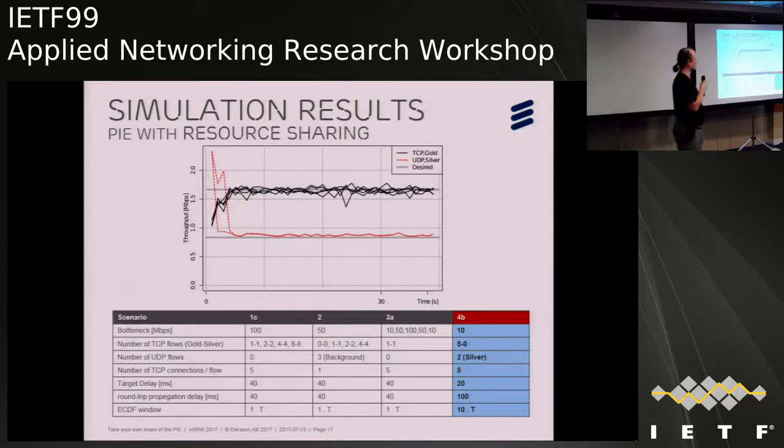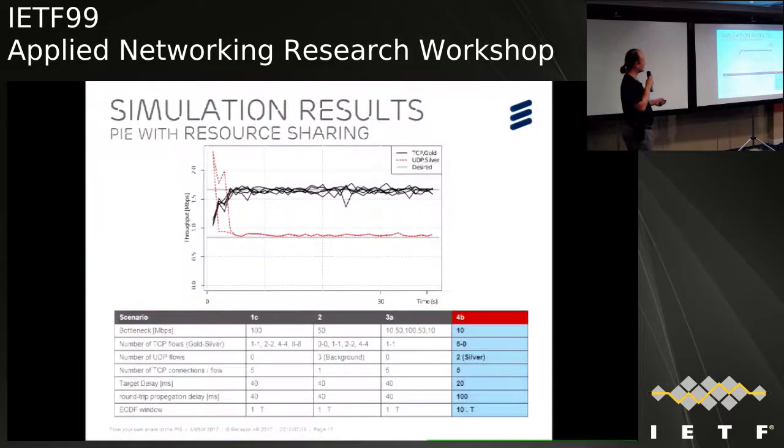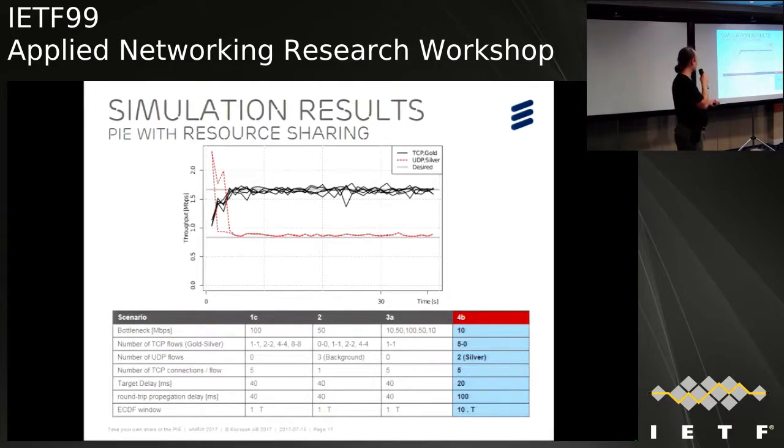And in the final results I'm presenting, we wanted to compare it to the actual Pi resource sharing. This scenario is as close to the scenario in the Pi paper as possible. So we have a 10 megabit per second bottleneck, 5 TCP flows, 2 UDP flows, and the target delay and round trip time are like in the Pi paper.